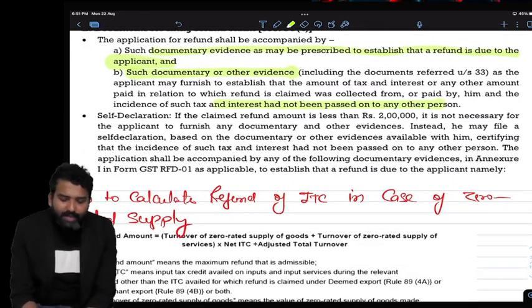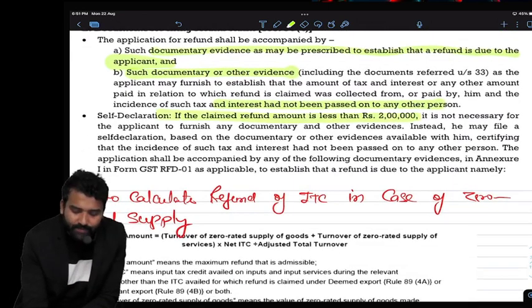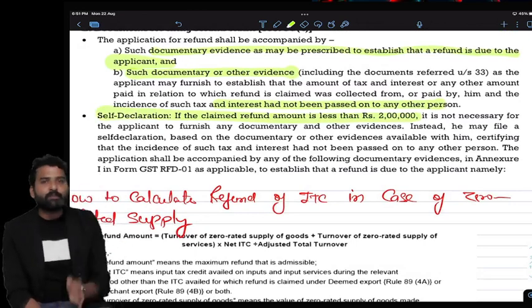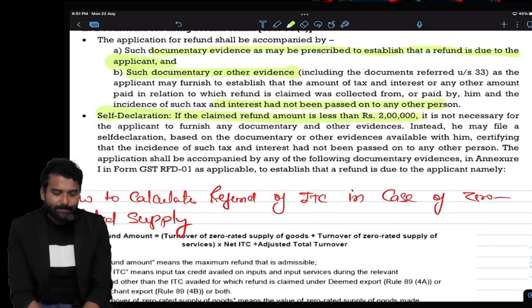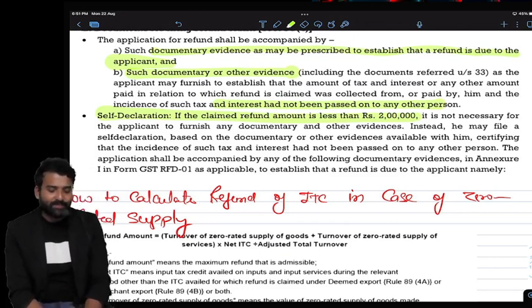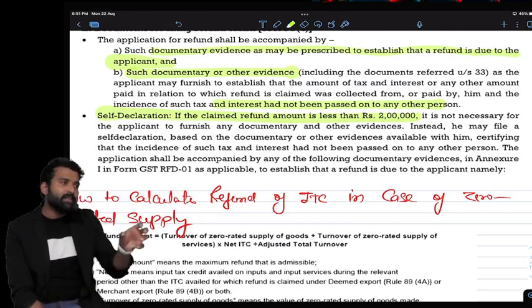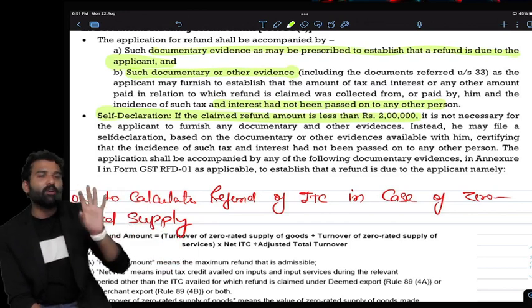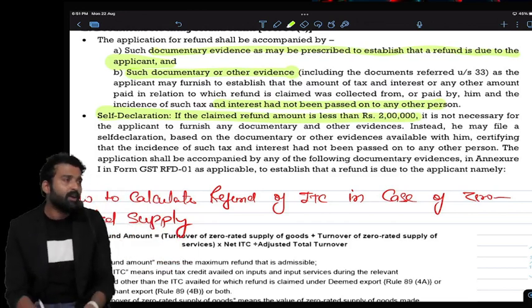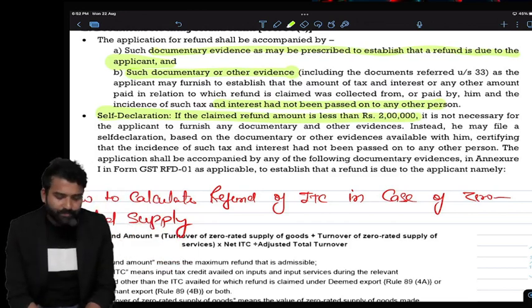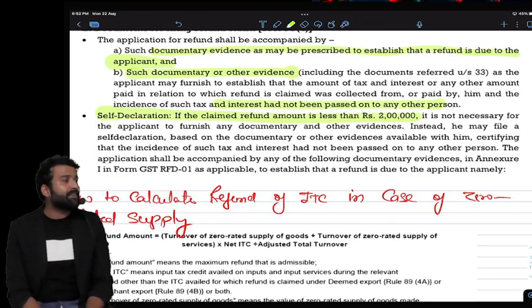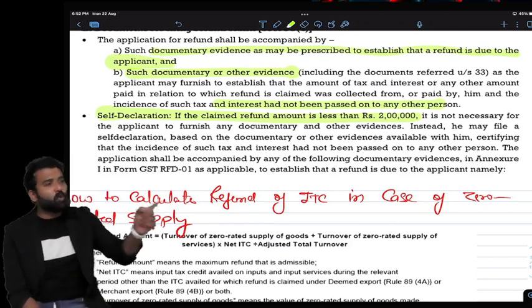If the claim amount is less than 2 lakh, the refund application will be on a self-declaration basis. But if the claim amount is more than 2 lakh, then the refund application should be accompanied with a CMA or CA certificate proving that the doctrine of unjust enrichment has not been breached, or the burden has not been passed on. So a CA or CMA certificate is required if the refund amount is more than 2 lakh.